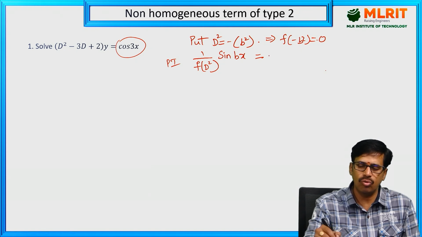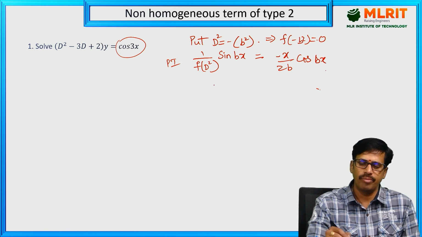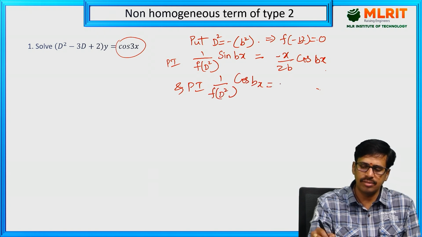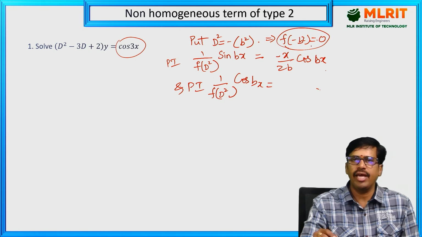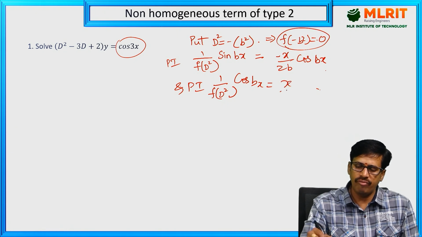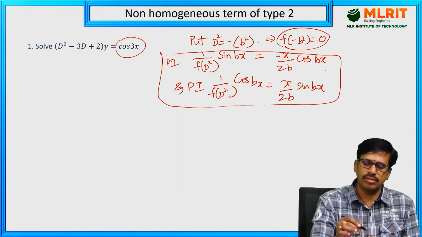Suppose if you get 0, the particular integral is minus x by 2b cos bx. This is the formula. And to find the particular integral of 1 by f of d square on cos bx, similarly in the failure case, if f of minus b square is 0, then we get x by 2b sin bx. These are the two failure cases.